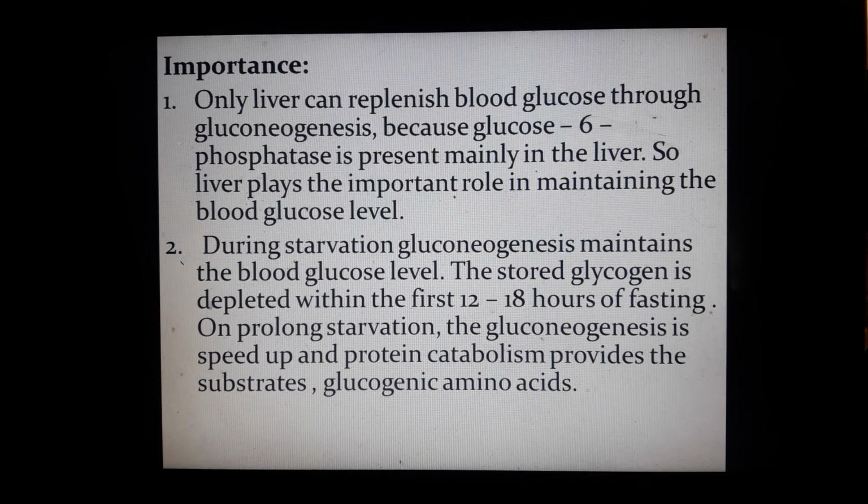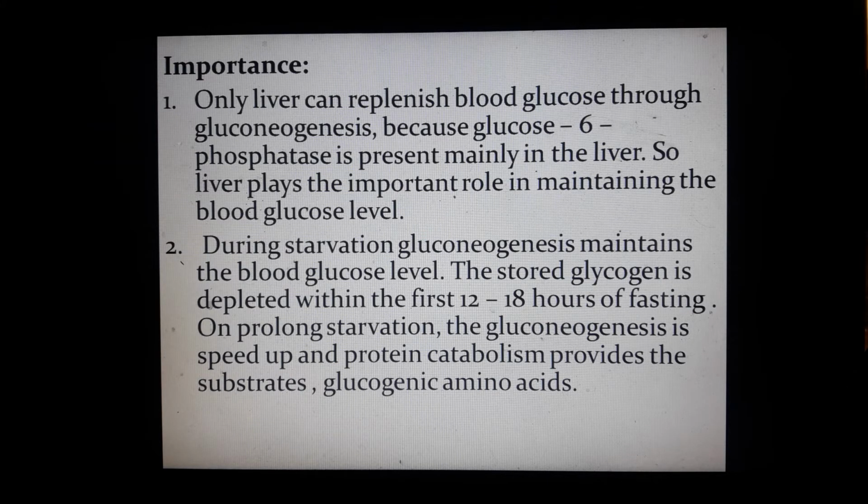For example, you became hungry and went without food for two days. Our body will survive because of the existing glucose that is found. But if you use up all the glucose in our body, you will die soon without glucose. So the stored glycogen is depleted within the first 12 to 18 hours of fasting. Meaning, once you fast, within a day, at your 18 hours, the stored glycogen found in the liver undergoes the catabolic process known as glycogenolysis.